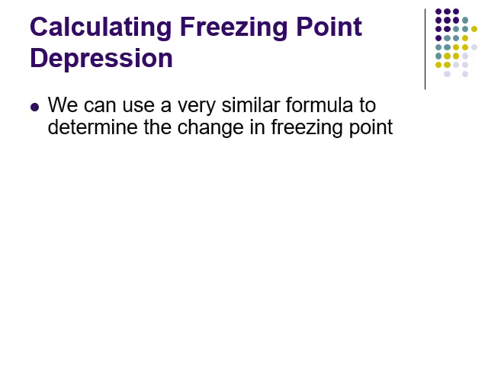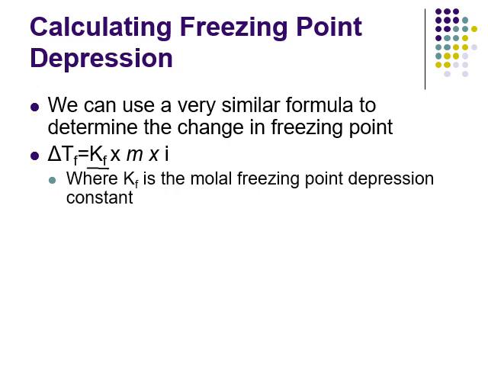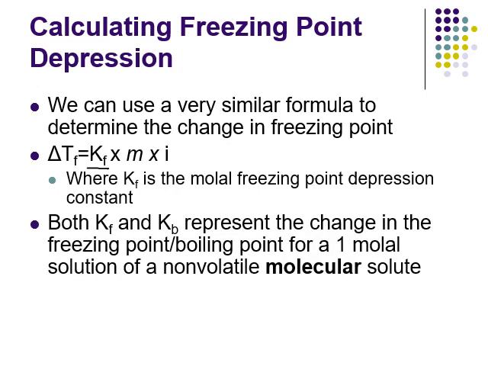Freezing point depression works pretty much the exact same way. The only difference is instead of B's, it's F's for freezing. The K sub F is different than the K sub B, by the way. And again, freezing point goes down, so you find the freezing point of your solvent. You are responsible for knowing that the freezing point of water is 0, and then we subtract this from that.